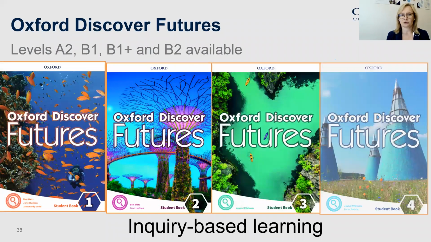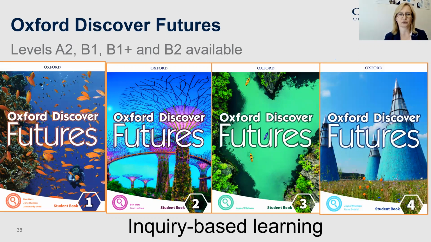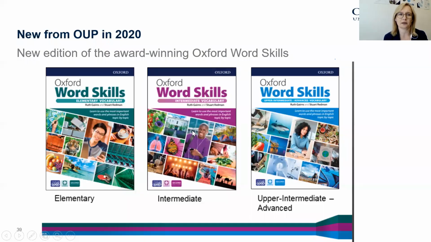Another thing to announce, the latest news from Oxford, is that Oxford Discover Futures levels 1, 2, 3, 4 are available. The first 3 have also been approved by the ministry. Level 4 will be taken to the ministry probably next week. I believe that they all are back from their holidays and should be able to review. And the last thing is, last week we got the message that the new edition of the award-winning Oxford Word Skills series is out and available. It should be with our booksellers starting from next week, I believe.